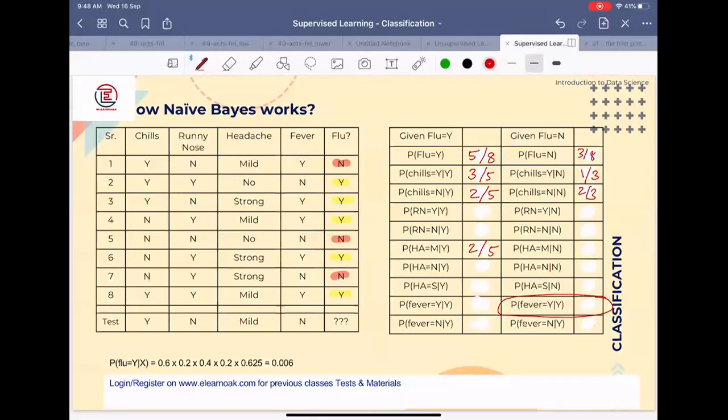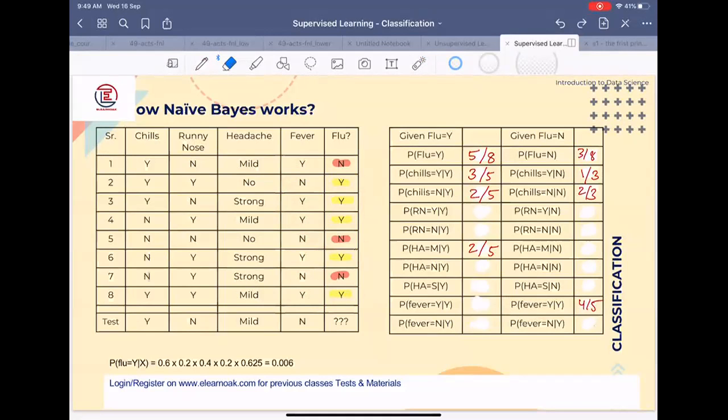Okay, let's look here. Flu as yes and fever as yes. So I have 2 examples here and 2 examples here. So 4 favorable conditions, 4 divided by 5. Okay, excellent. So I hope many of you are now at least clear in evaluating these terms.